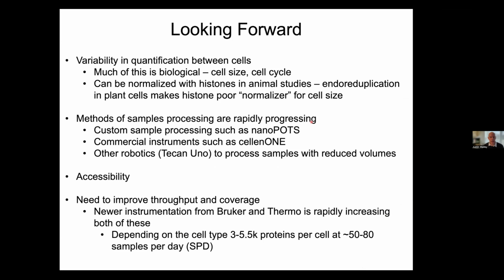So looking forward, I mentioned that we threw away a number of the cells, actually most of the cells, and we believe that this is largely biological, driven by cell size differences along the root gradient and also cell cycle differences. This cell size impact has been noticed in mammalian studies as well, where they're able to use histone proteins to normalize as a crude marker for cell protein content. The challenge in plants and tissues like the roots is that they're undergoing endoreduplication, and I believe this is going to make histone proteins poor normalizers for cell size.